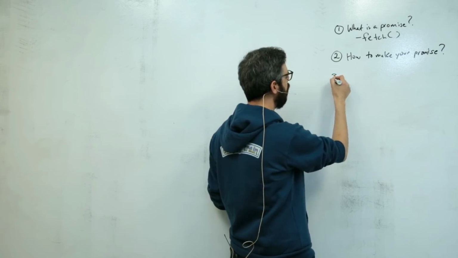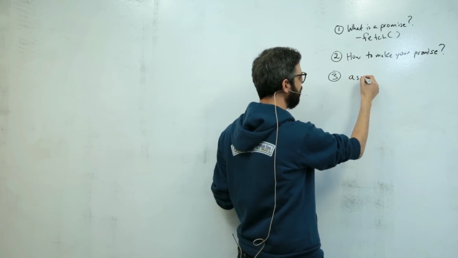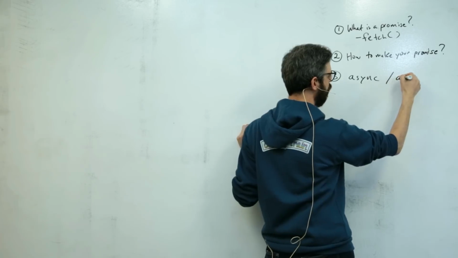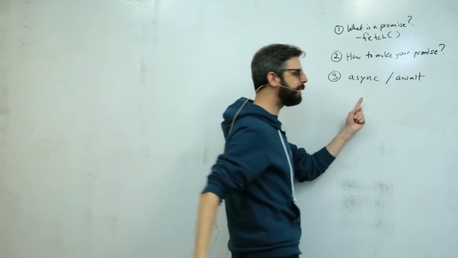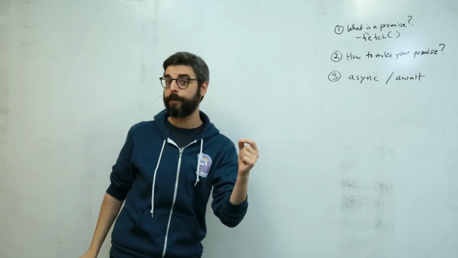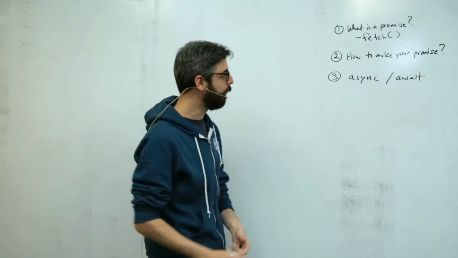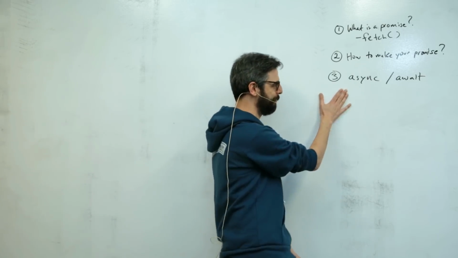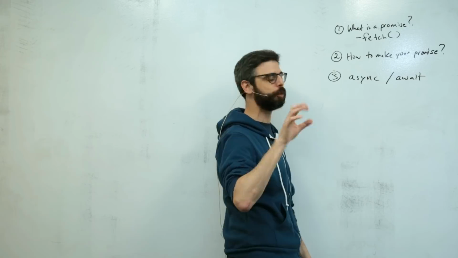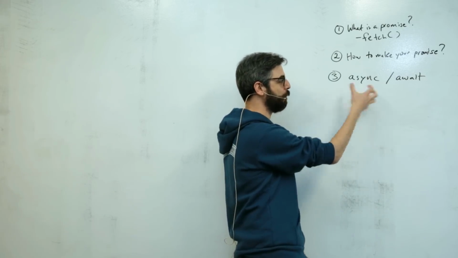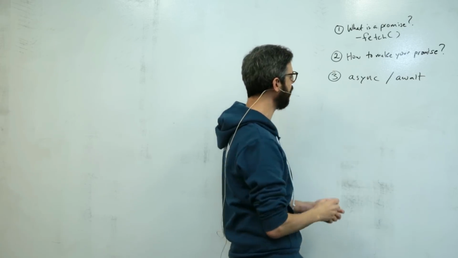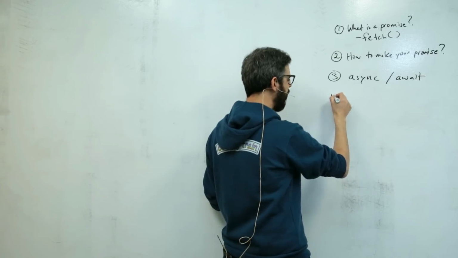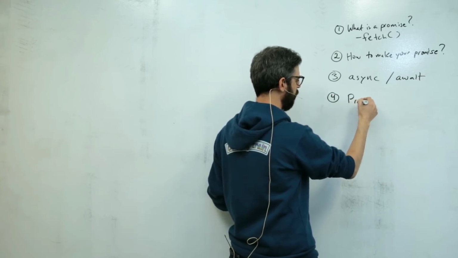Then I want to look at async and await. This is really what's often referred to as syntax sugar. There will be no new concepts, but there will be a less verbose way of writing a function that returns a promise using async and await. And then the last piece of this, I think, will be Promise.all.